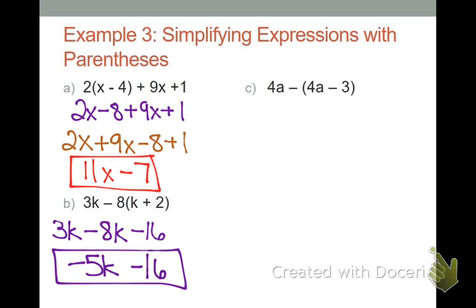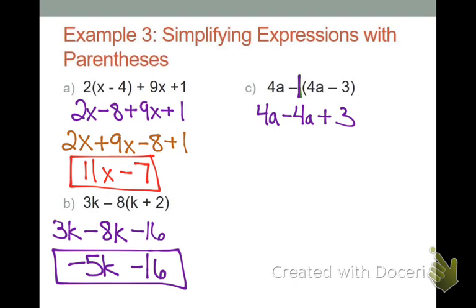What's different about C is technically the way that it's written, it really doesn't need parentheses. I mean, it's not separating a double sign, but because the parentheses are there, it's indicating to us that there is, in fact, an understood 1 in front of the parentheses. So if you ever see a minus sign in front of parentheses, there is actually an understood 1 in front of those parentheses. And we have to treat it like that. So it's going to be 4a. And then what's negative 1 times 4a? Negative 4a. And what's negative 1 times negative 3? Positive 3. All right.